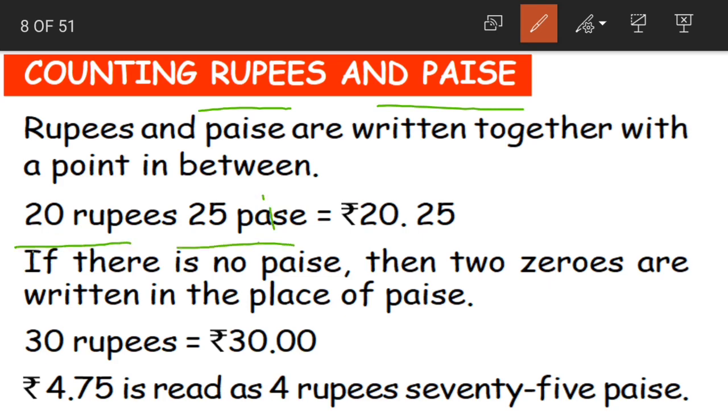20 rupees and 25 paise. Now how will we write it in terms of numbers? 20 rupees and 25 paise. We have these two. Now how will we write them together?